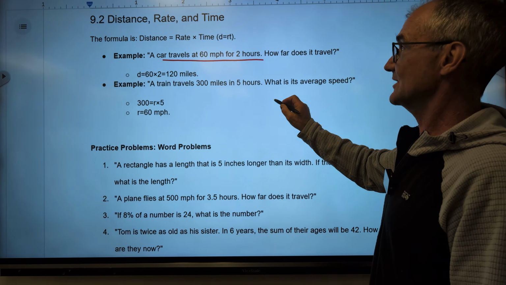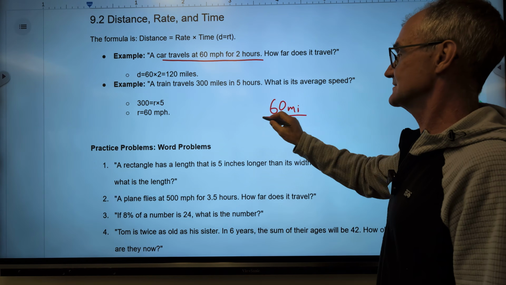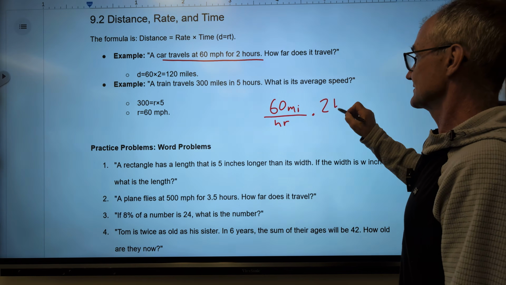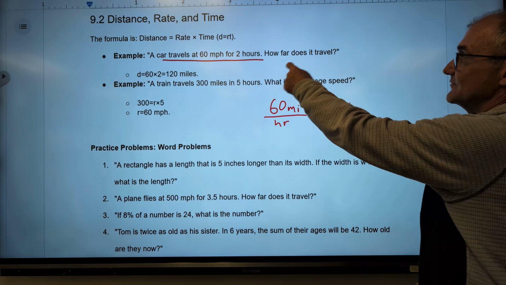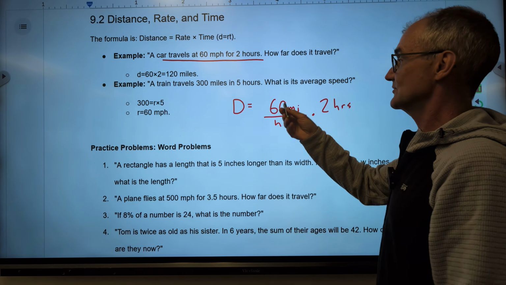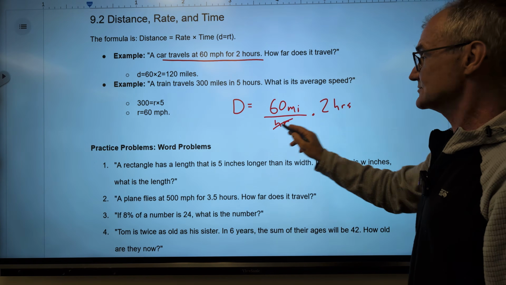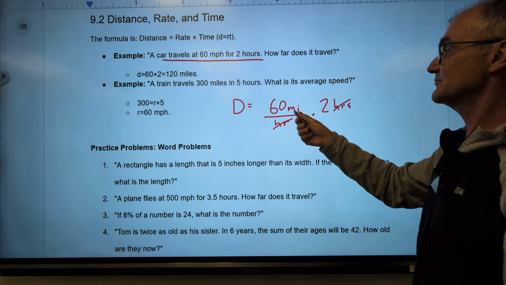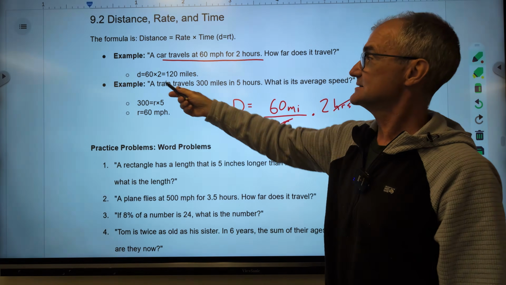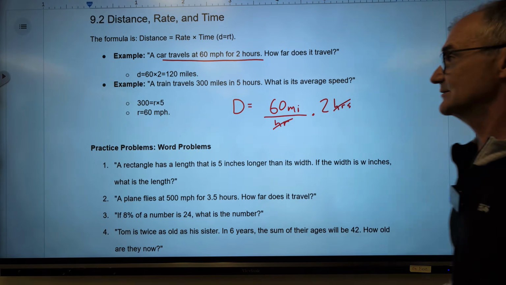A car travels 60 miles per hour, so that's a quotient sign, 60 miles per hour, for 2 hours. So if I keep track of my units, how far does it travel? It is asking me for the distance, and I'm taking the rate, miles per hour, times the time, and I could see my hours will cancel, and that's going to give me miles, which is the distance. That's where that 60 times 2, that's where that 120 miles comes from.